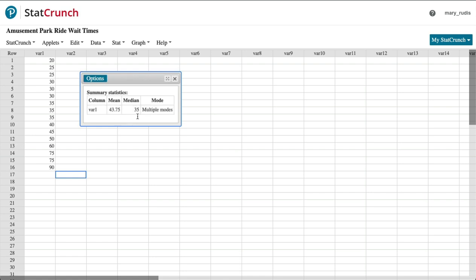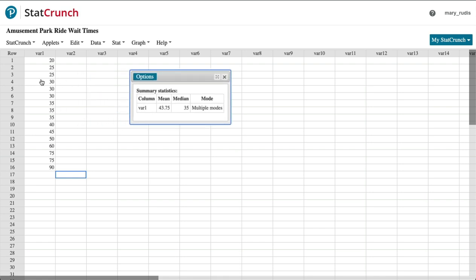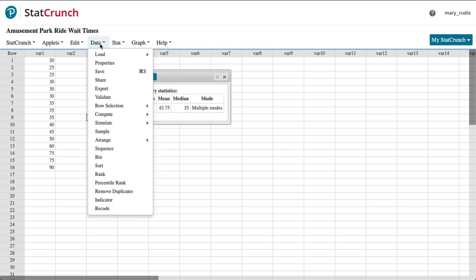My median was 35, and apparently there's more than one mode, so it just says multiple modes. That just means there is more than one value that appeared the most often. If we take a look over here, this is sorted data too, so we can see the numbers in order. The number 30 appears 3 times, and the number 35 appears 3 times.